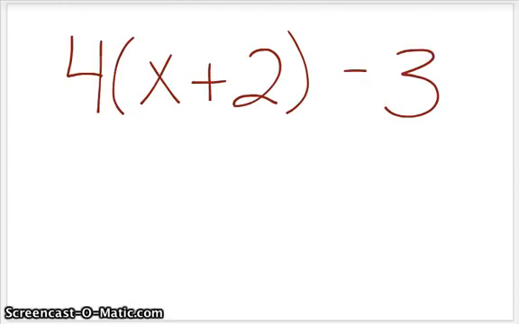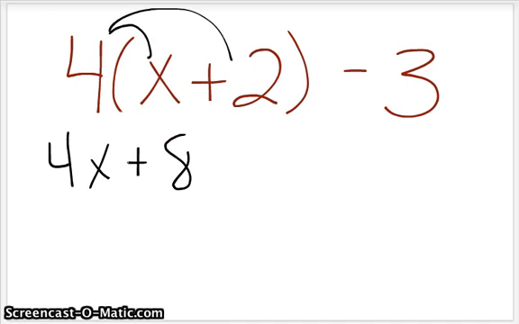I want you to try this one on your own. Use the distributive property to simplify this and be sure that you combine your like terms. So first we're going to start with the distributive property. 4 times x is 4x. Bring down your plus. 4 times 2 is 8. So we have 4x plus 8, and then you bring down your minus 3.